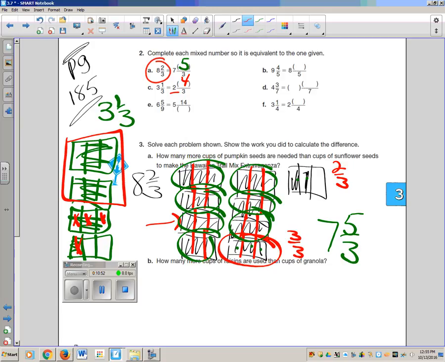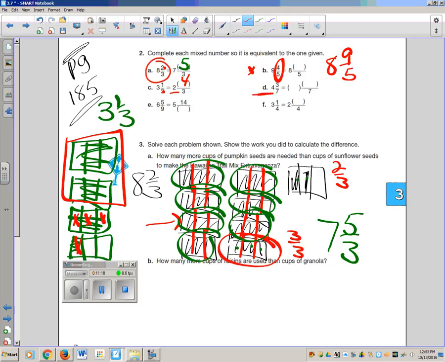Have you figured out the shortcut yet? 3 plus 1 is 4. 3 plus 2 is 5. 9 and 4/5. Look at B. 9 and 4/5. That's going to go to 8. 5/5 make a whole. So I just took a whole from the 9. 5/5. I have 4/5 here. That gives me 9/5.